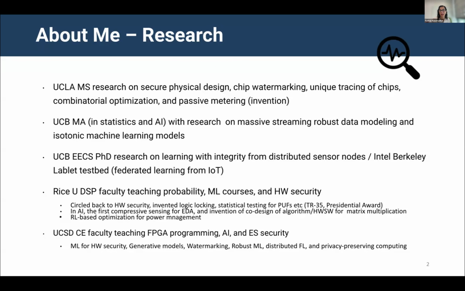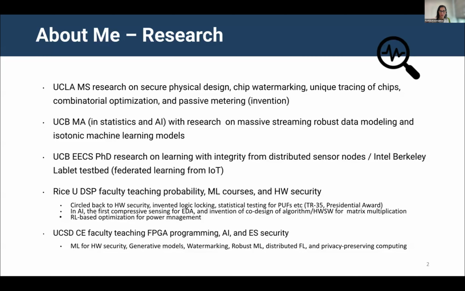to the invention of the concept of logic locking and statistical testing, which was not available before. And in terms of doing AI for CAD, I did the first introduction of compressive sensing to chip design and EDA. We were the first to do co-design of algorithm, hardware, and software for matrix multiplication, which was basically what has led to scalable implementation of many of the machine learning models.